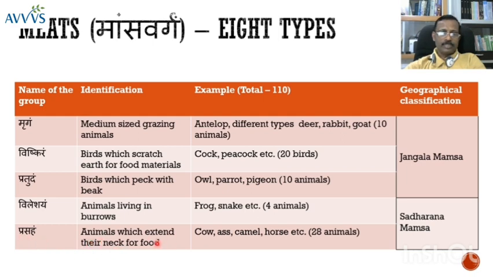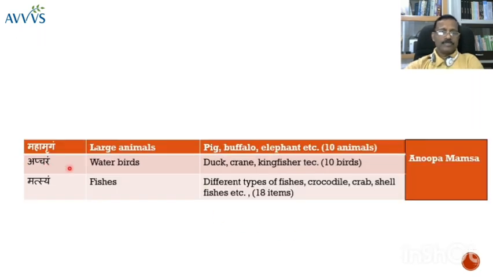Prasaham means animals which extend their neck for food. There come the cow, ass, camel, horse, etc. There are 28 animals there. Apsaram means water birds, duck, crane, kingfisher, etc., which are dwelling near the water areas. Malsyam is another group which is in water itself. So 18 different types of fishes also are mentioned.